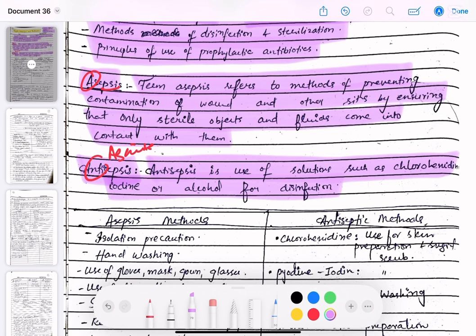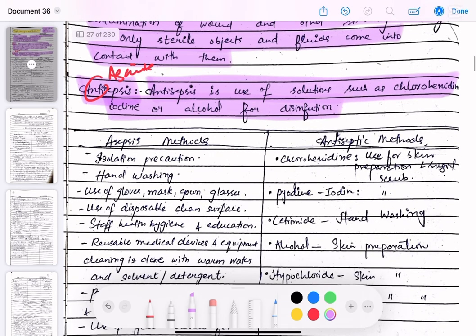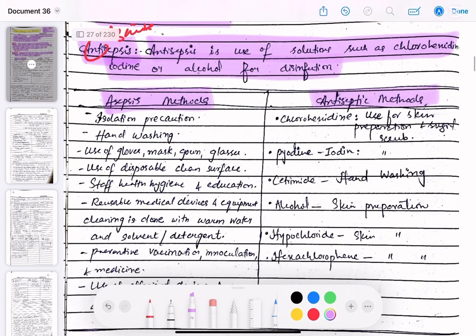Antisepsis is the use of solutions such as chlorhexidine, iodine or alcohol for disinfection. Now there are methods of asepsis and antisepsis. Asepsis methods: isolation, precaution, hand washing, use of gloves, mask, gown, glasses, use of disposable clean surfaces, staff health, hygiene and education, reusable medical devices and equipment.